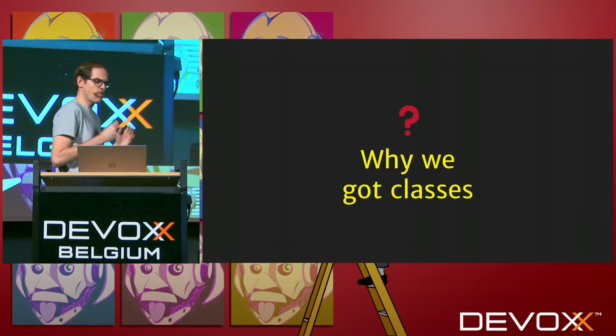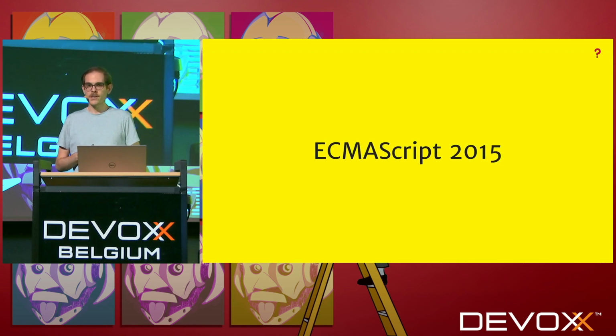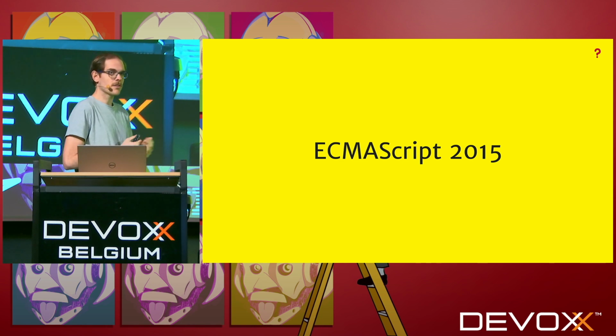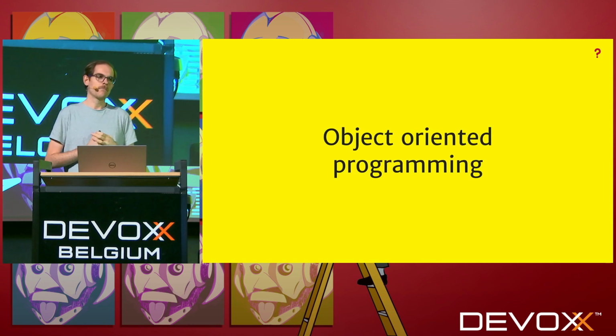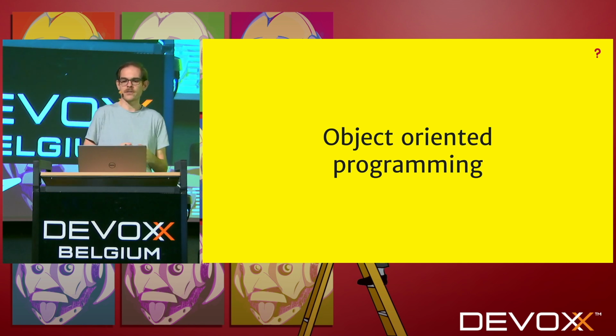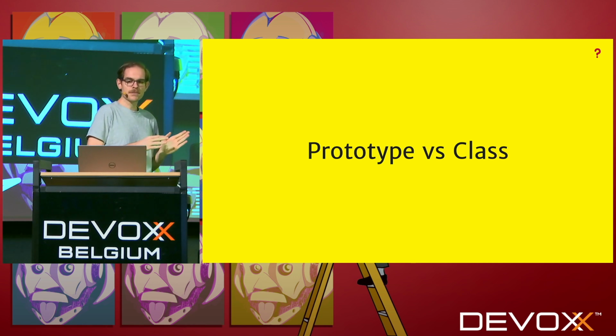Okay, so first of all, why did we get classes in the first place? Classes were introduced into the language over 4 years ago now. They were part of the 6th edition of the language spec, known as ECMAScript 2015. When you think about classes, you tend to think of object-oriented programming, right? But it turns out that, as you might know, JavaScript already had a mechanism for object orientation. And it's something that's been there right from the very beginning of the language, the prototype. So if we already had prototypes, then why did we get classes again?